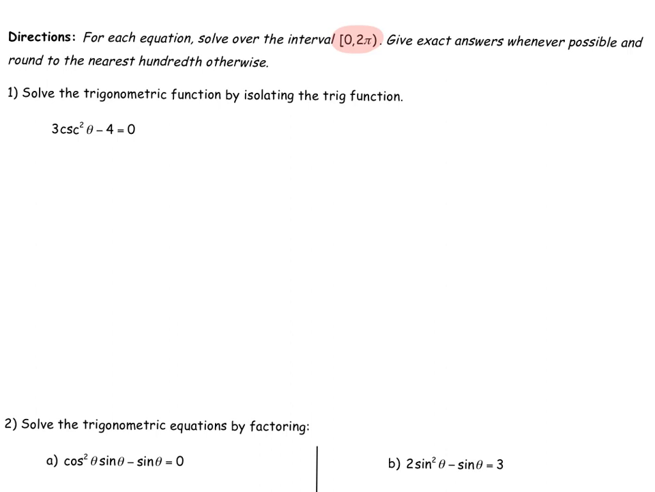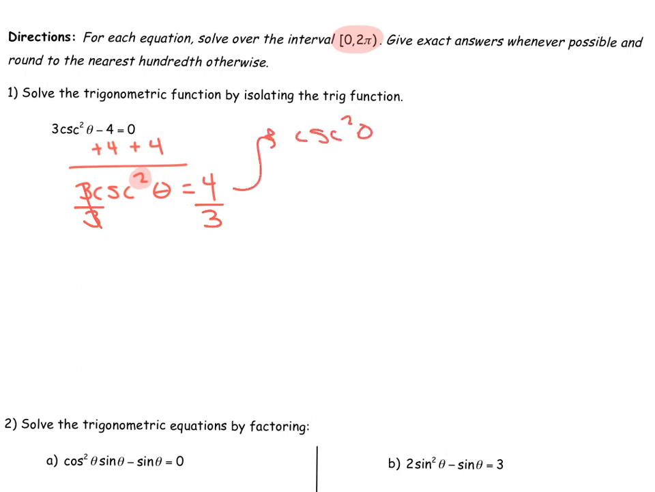So now I'm going to solve this quadratic equation first by bringing over the positive 4. Okay, so now I have 3 cosecant squared of theta is equal to 4. I want to get rid of the squared, but before I can get rid of the squared here, we need to divide out by 3. So let's divide out by 3 on both sides. And now I have cosecant squared of theta is equal to 4 over 3.